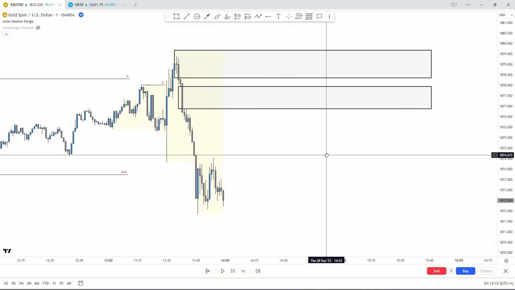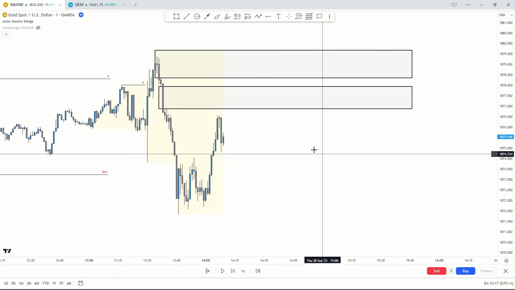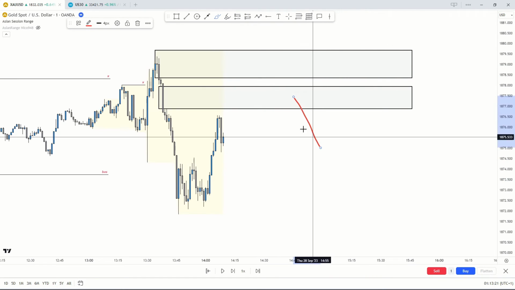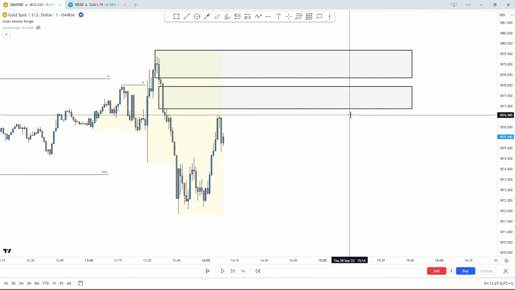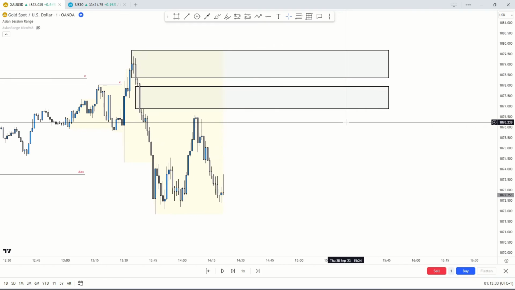Now all we have to wait for is price to come up to this level and give us a liquidity sweep, as well as a tap into one of these zones. So price can tap into here and start dropping off, or price can tap into here and start dropping off. As long as I see a liquidity sweep before it happens, that is the level that I'm going with. So yeah, let me show you guys exactly what I mean.